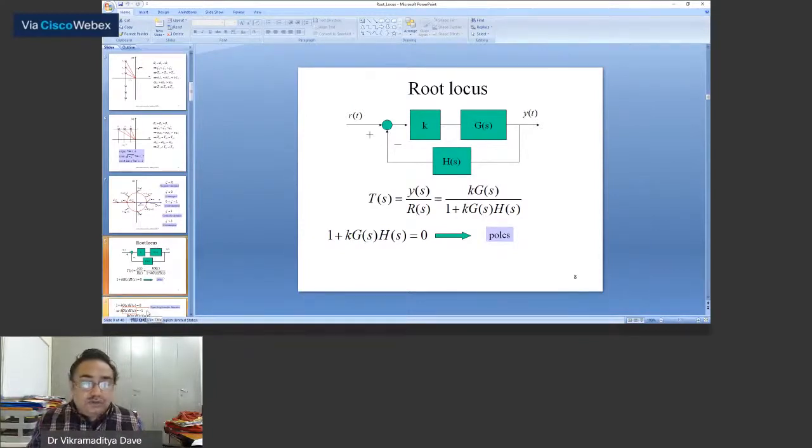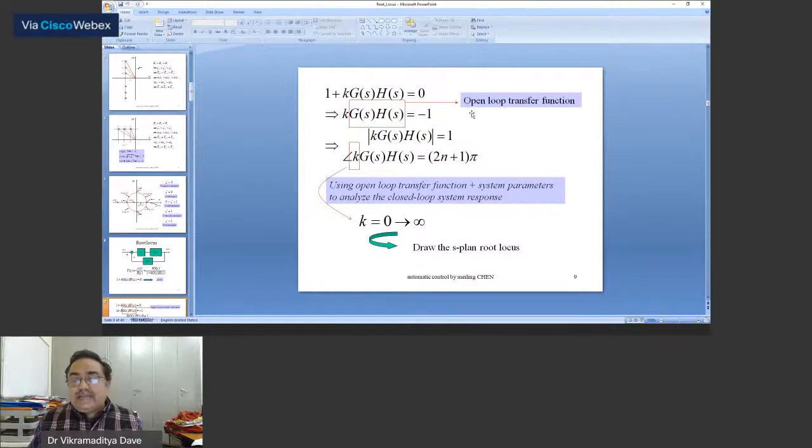Now I make a slight mathematical manipulation. I shift 1 to the other side, so KG(s)H(s) is equal to -1. If I take the magnitude, it comes out to be 1, and the angle, since it is -1, is (2n+1)π. So you have to keep in mind what this KG(s)H(s) is.